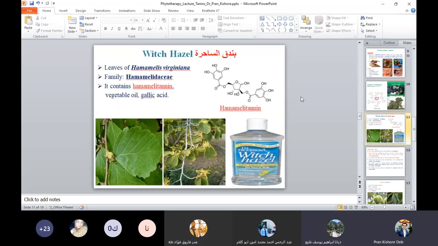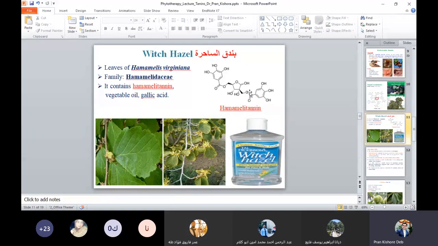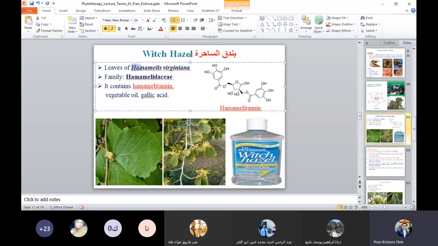The next example is witch hazel, which contains hamamelitannin. Look at the structure of hamamelitannin. Is it an example of hydrolyzable or condensed tannin? Hydrolyzable, ester bond. Yes. So how many gallic acids does it contain? 2 gallic acids. And how many sugars? 2 ester bonds, 1 sugar. Good. So this is the chemical constituent. You need to remember the name of the chemical constituent. The botanical name is Hamamelis virginiana, and it belongs to the family Hamamelidaceae and contains hamamelitannin.